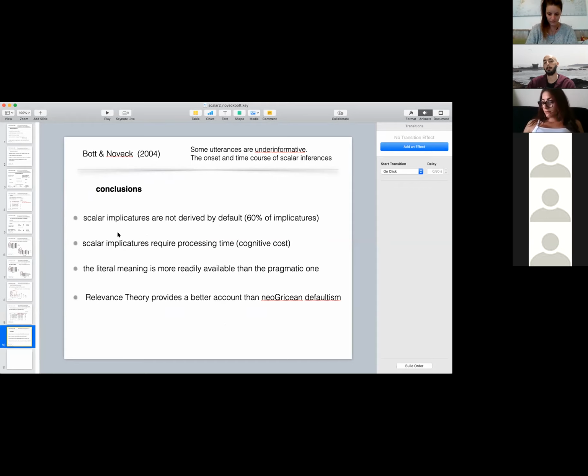Right, so implicatures are not derived by default. They do require processing time, and the literal meaning is more readily available than the pragmatic one. So here comes some confusion about Maria's question, because this kind of suggests that implicatures are computed in 2 steps, even from the relevance theory perspective, right? And unfortunately, in the following experiments, this confusion only kept increasing.